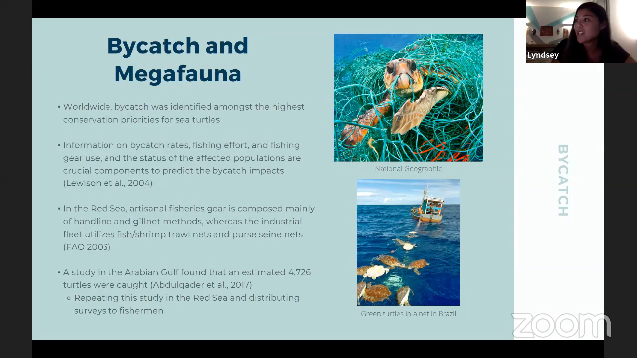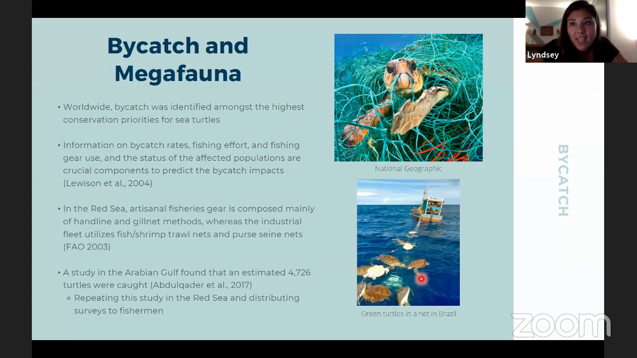In these pictures over here, you can see a fishing net with so many green sea turtles in it. As I mentioned, they can drown if they're caught in the net. So if the net's not looked after for a few hours, then this can happen, and it's very unfortunate. There was a study in the Arabian Gulf that found an estimated 4,726 turtles were caught. They found this out by doing surveys of the fishermen.